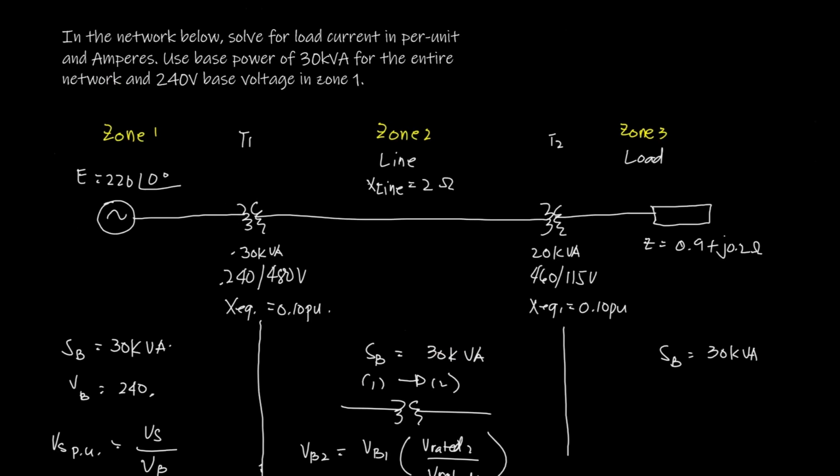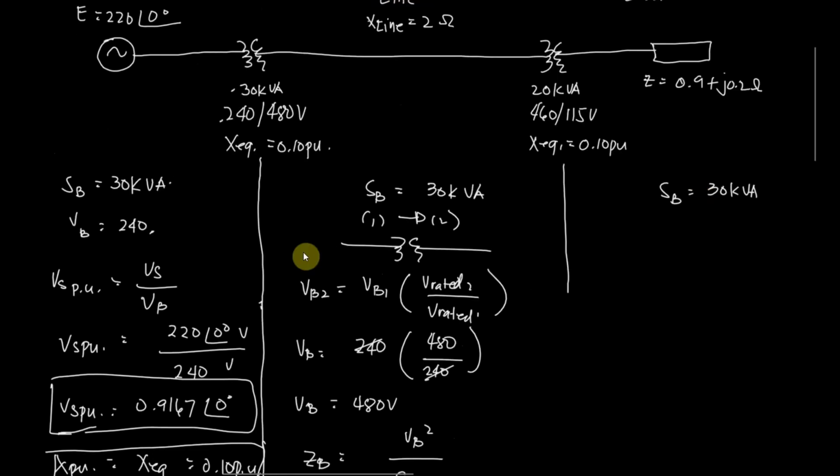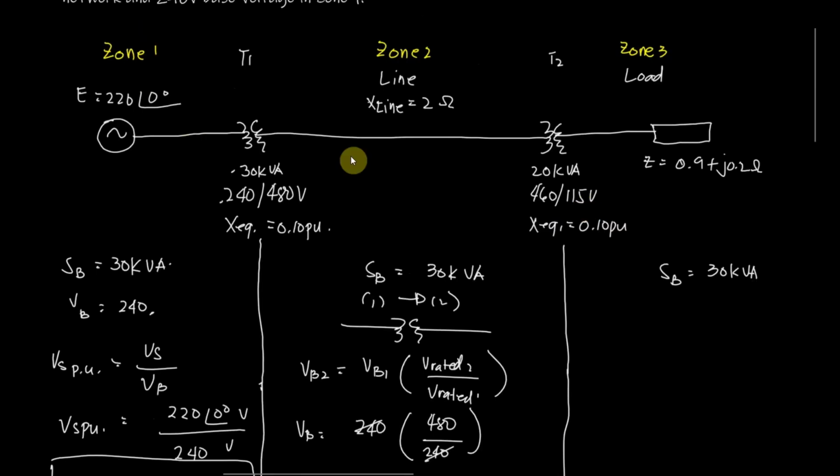And then for zone 3, we will get the per unit reactance for transformer 2 and the per unit impedance of our load. To get the per unit reactance of transformer 2, we first need to convert our base voltage from zone 2 to zone 3. Earlier in our zone 2 calculation, we got the base voltage as 480 volts. So we will again use the conversion through our transformer. This base voltage in zone 2 will be our 1, and the base voltage in zone 3 will be our 2 in our illustration.